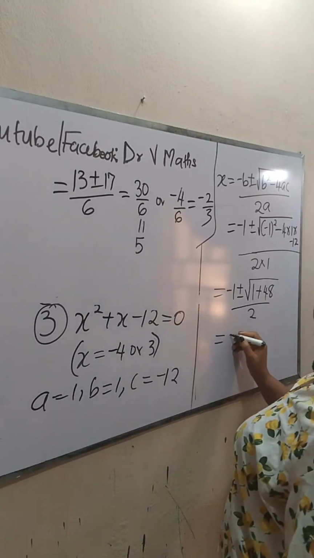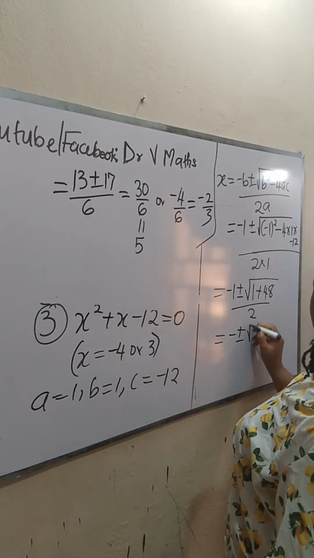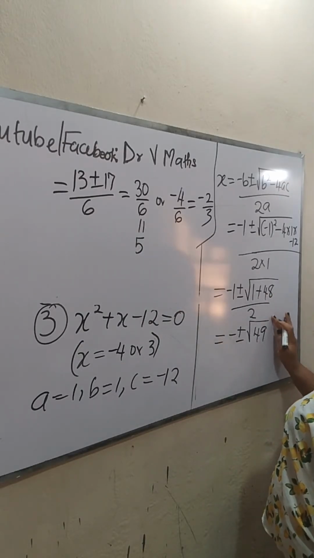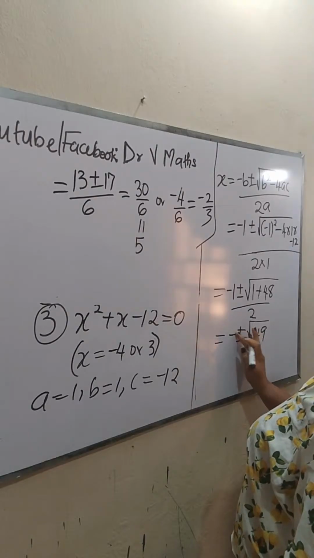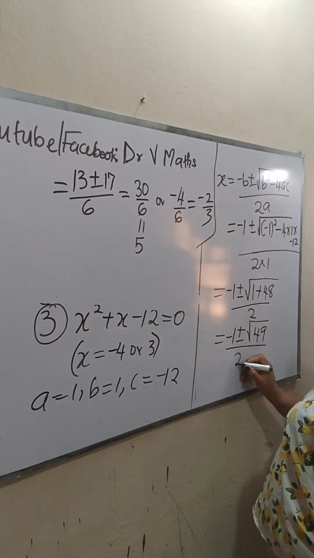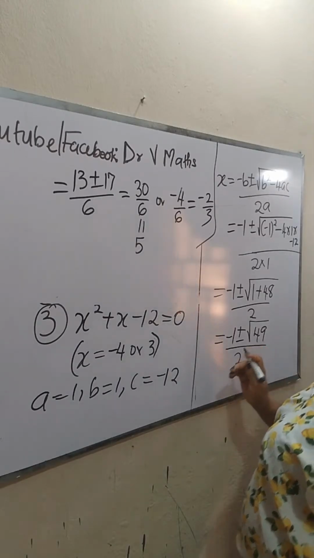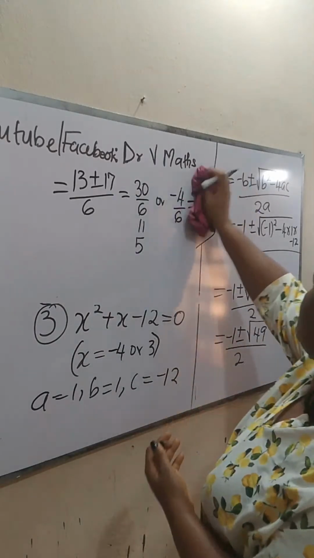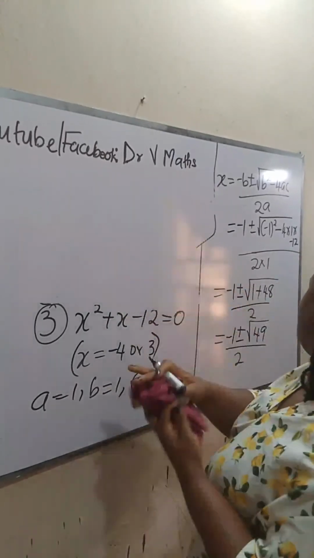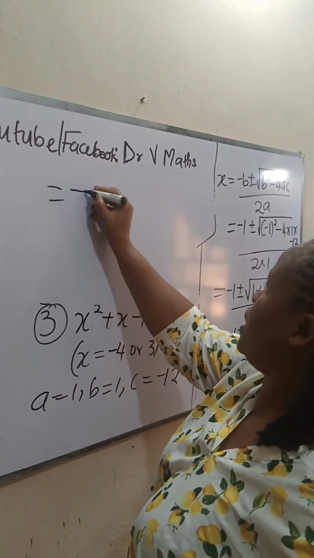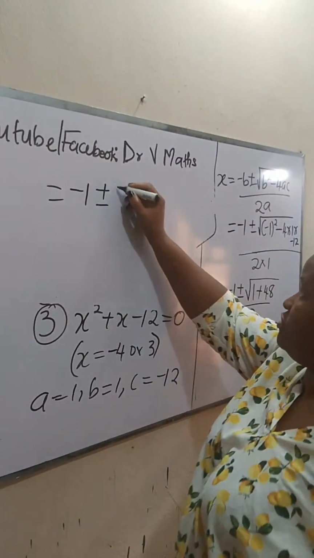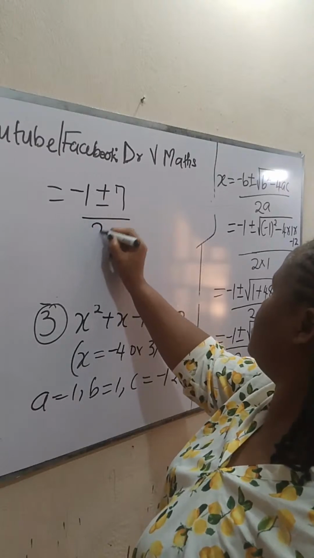And this is equals to minus 1 plus or minus square root of 48 plus 1 is 49, all over 2. And this is equal to minus 1 plus or minus square root of 49, which is 7, all over 2.